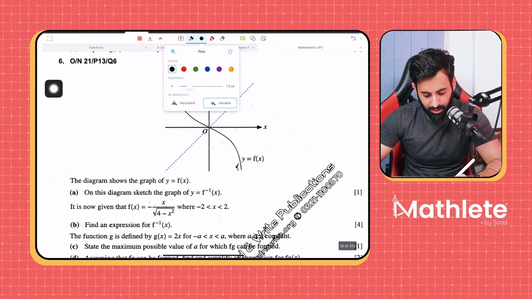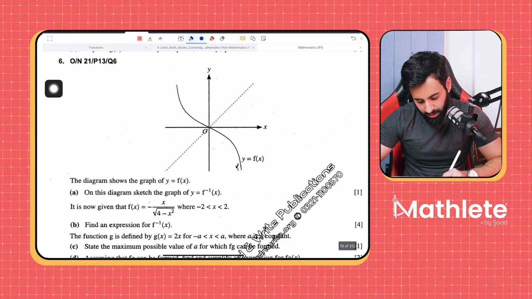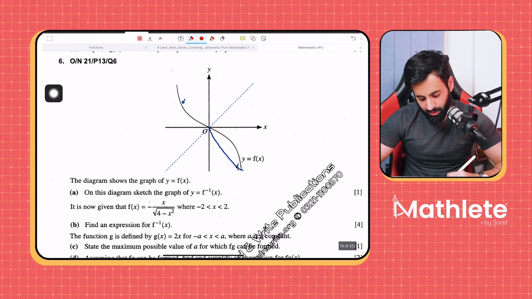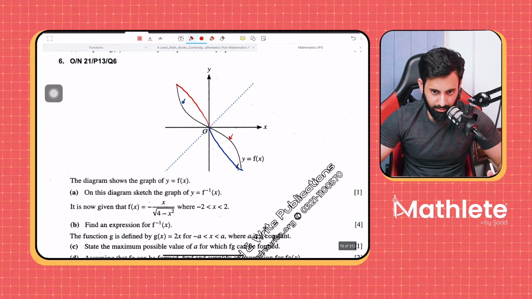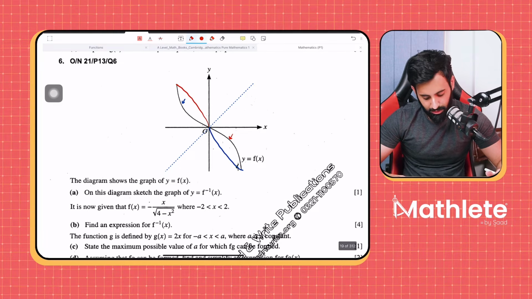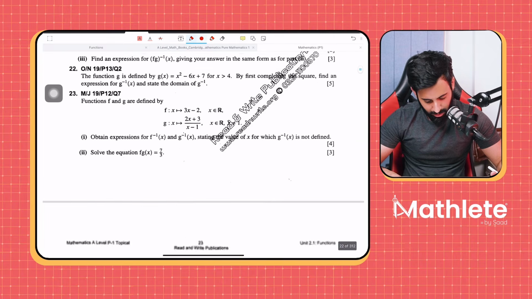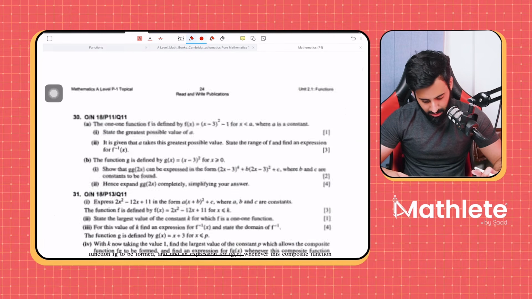So what will the end result look like? The end result will look like this. You will have this, which is a reflection of this part of the curve, and then you will have this, which is a reflection of this part of the curve. Okay? Not that complicated. Very simple. Let's look at another question where you may be dealing with the same concept.